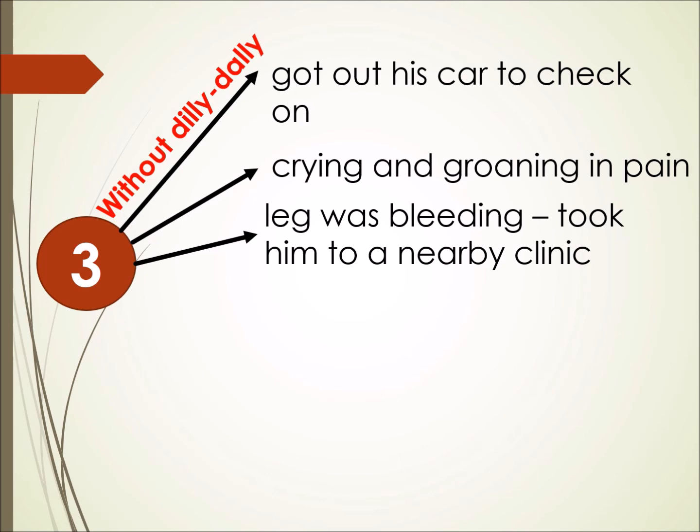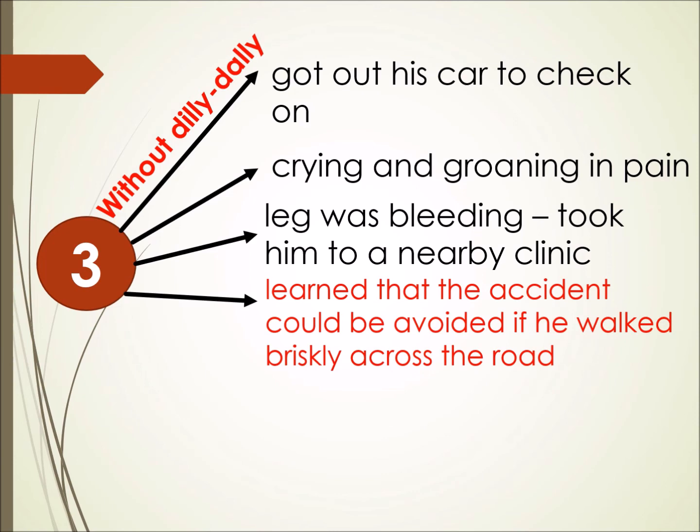So that's the ending of your story, but do remember, as I said before, you have to write out a lesson learned, to show that you are mature enough. From the story, what have you learned? Ryan learned that the accident could be avoided or prevented if he walked briskly across the road. What is the meaning of briskly? It means energetic, quickly, and maybe paying attention while walking. So when you are crossing the road, please remember, don't cross it hurriedly.